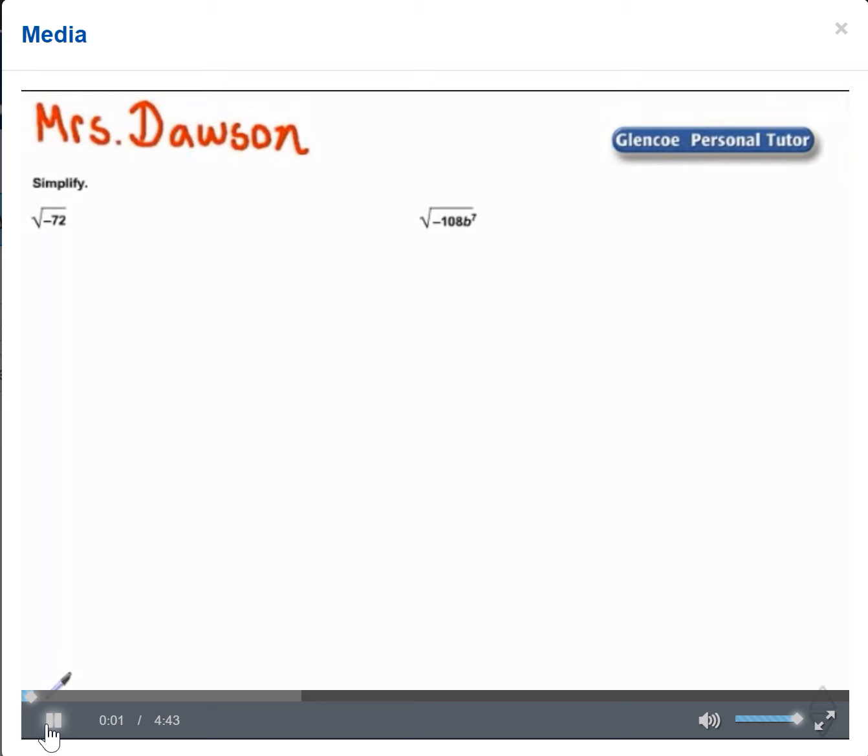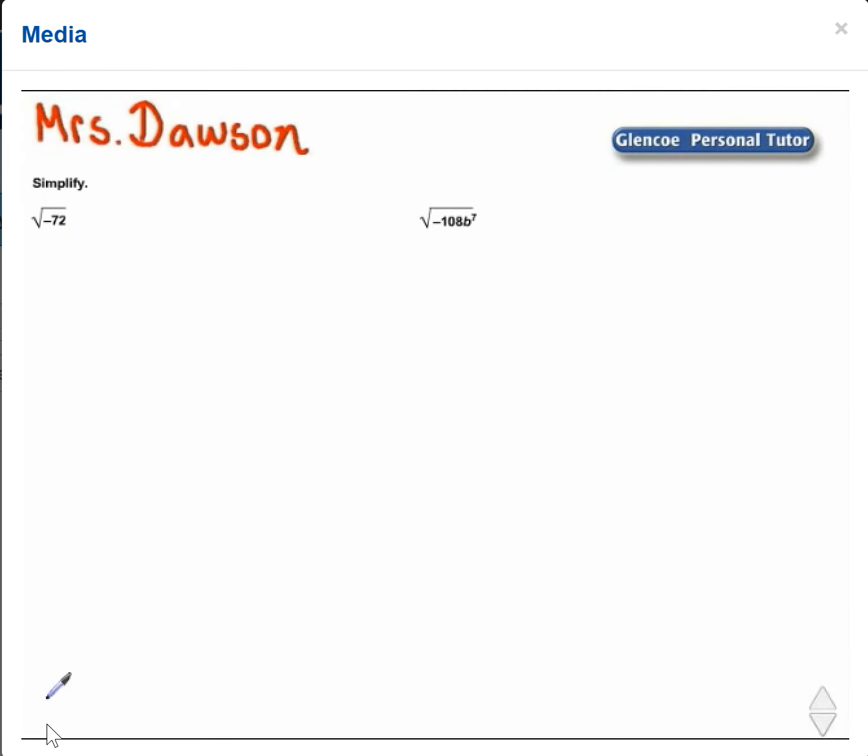This is Mrs. Dawson. The following is an example of simplifying square roots of negative numbers. Simplify. The square root of negative 72. The square root of negative 108 times b to the 7th.